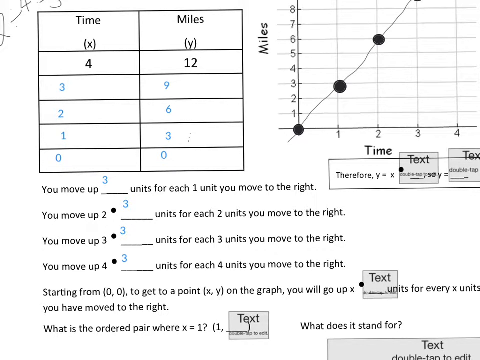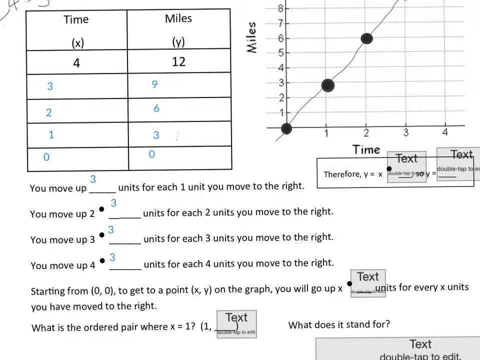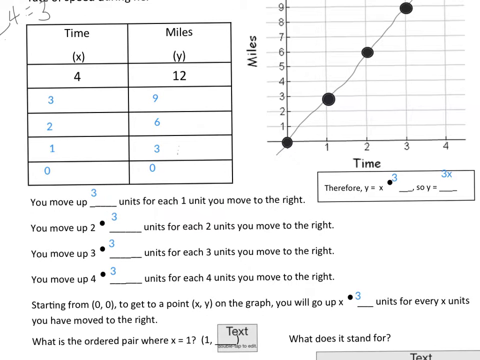Now, starting at 0, 0, to get to a point x, y on the graph, you will go up x times 3 units. Makes sense, right? 3 was this number. I'll give you a hint. 3 is the constant because you're going up 3 units every time. We can put this into an equation to say y equals x times 3, or a little simpler put, y equals 3x. That's what our equation would be, y equals 3x.